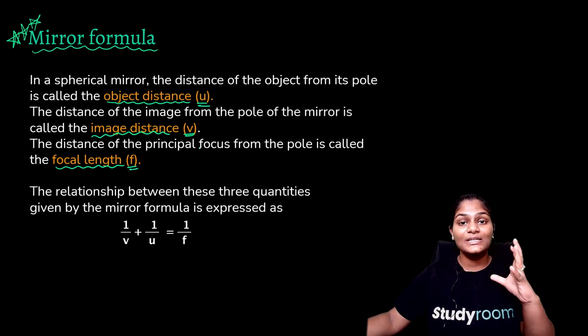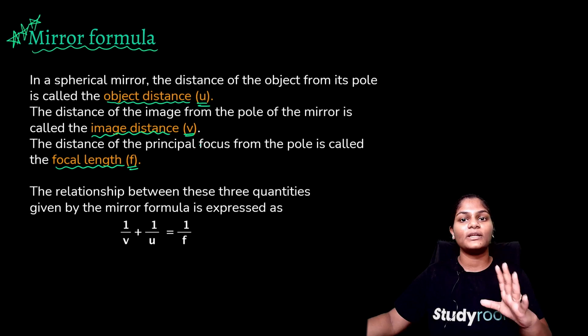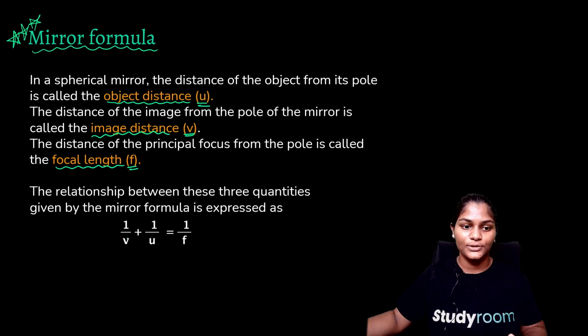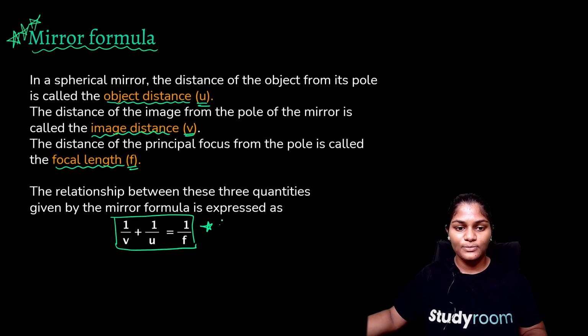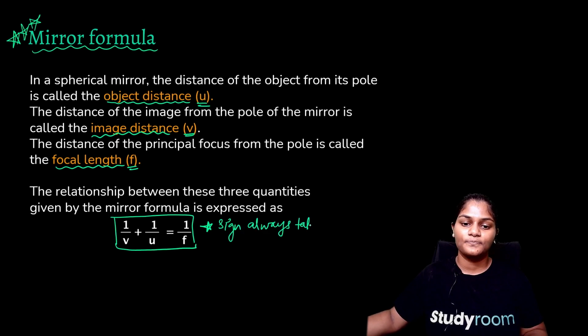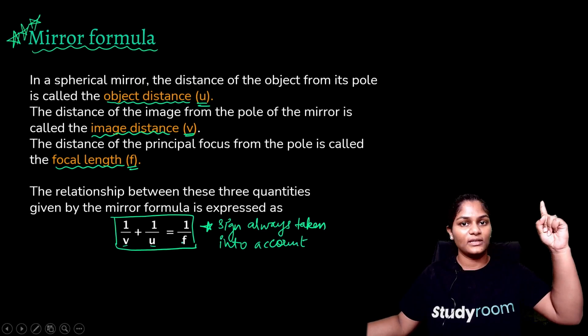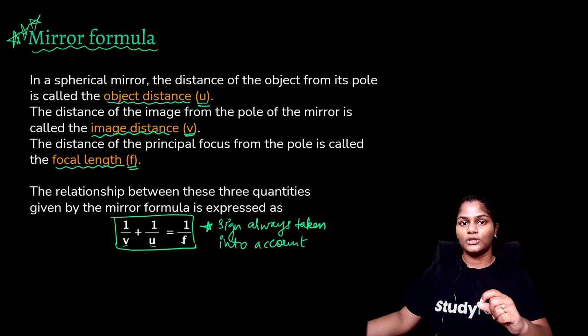Okay. And the relationship, this is the king formula for you. This is the formula that you have to know if you want to solve any numericals related to spherical mirrors. Okay. So the formula is 1 upon v plus 1 upon u is equal to 1 upon f. Okay. And while you are using this formula, the thing that you have to remember is sign is always taken into account. What does that mean? It means that whenever you are putting your value of v or value of u, you always have to go back to the sign convention that we studied, and according to that only you can put the values.